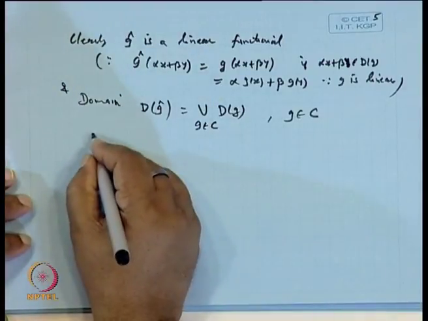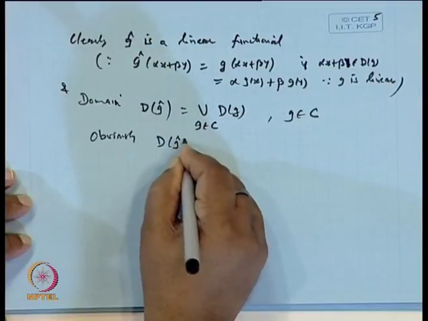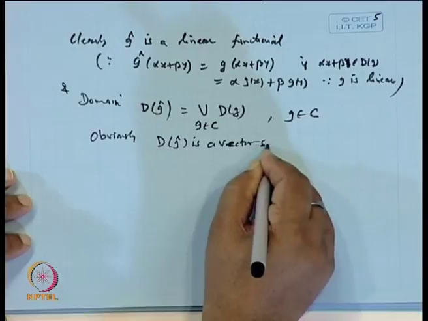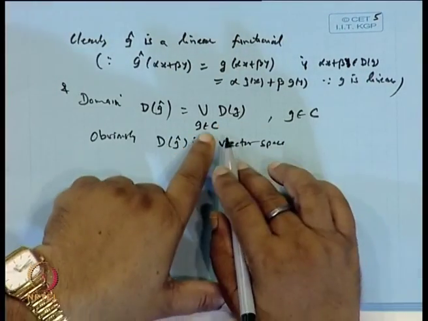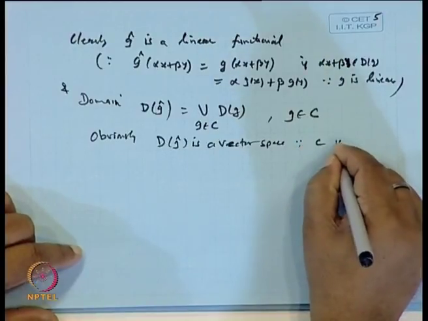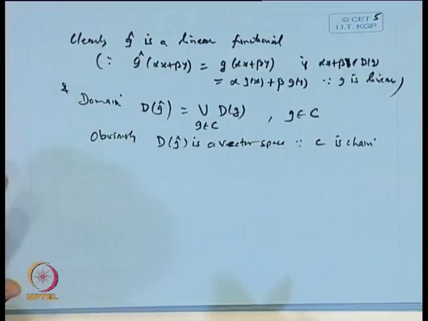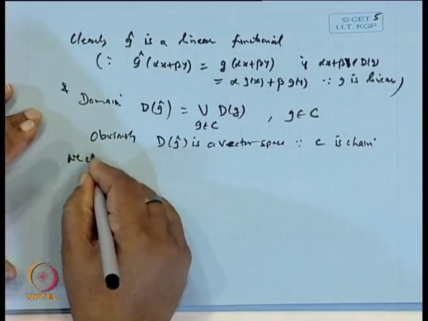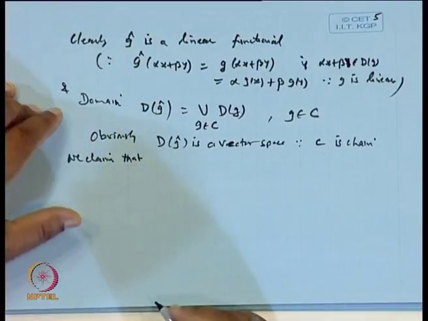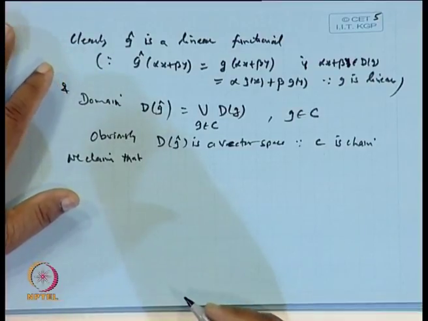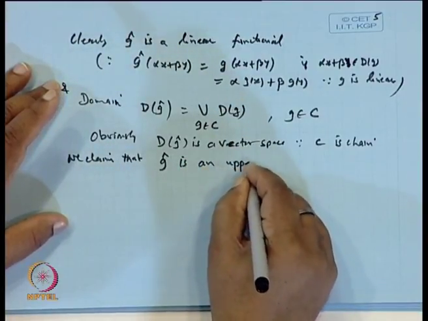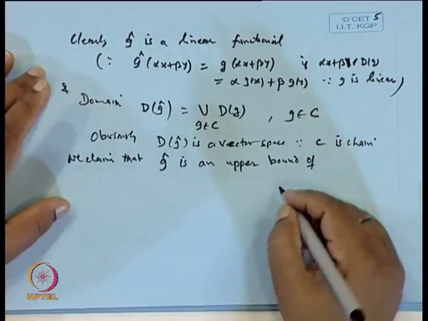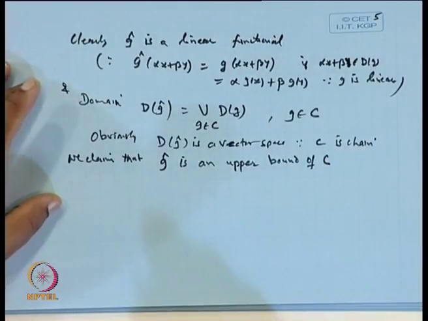Now, obviously, the domain of G hat is a vector space. Why? Because the domain of each G is a vector space, G is a linear functional defined on a vector space, and this is a chain, because C is a chain. That is why the union will be a domain, a vector space. Now, another point which we claim is that G hat in fact is a maximal element of C. We claim G hat is an upper bound of C.